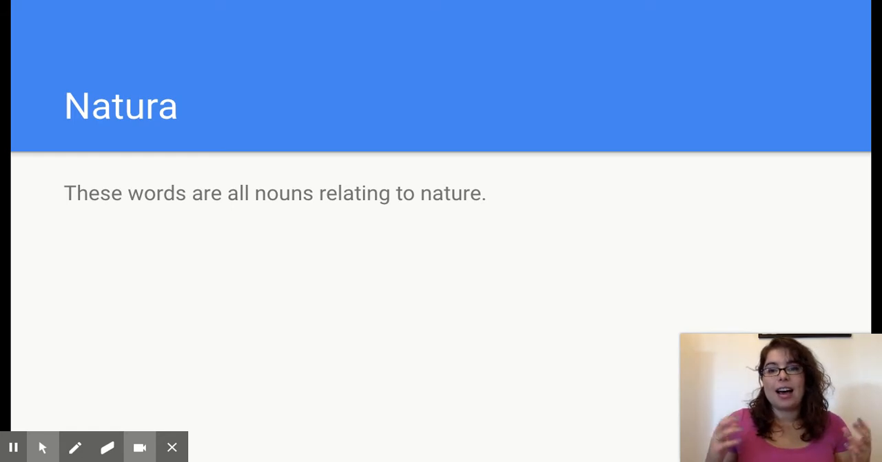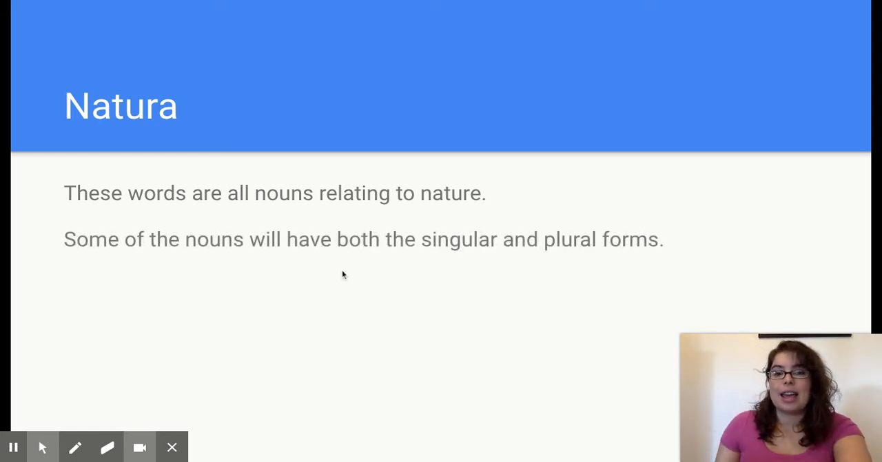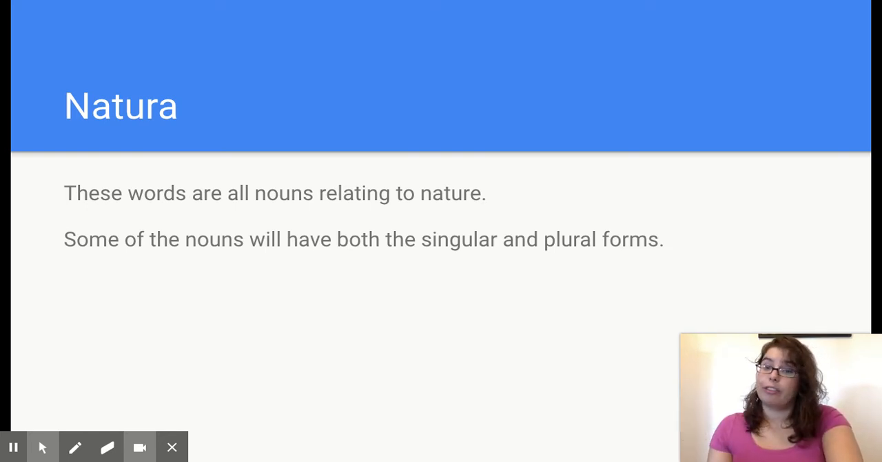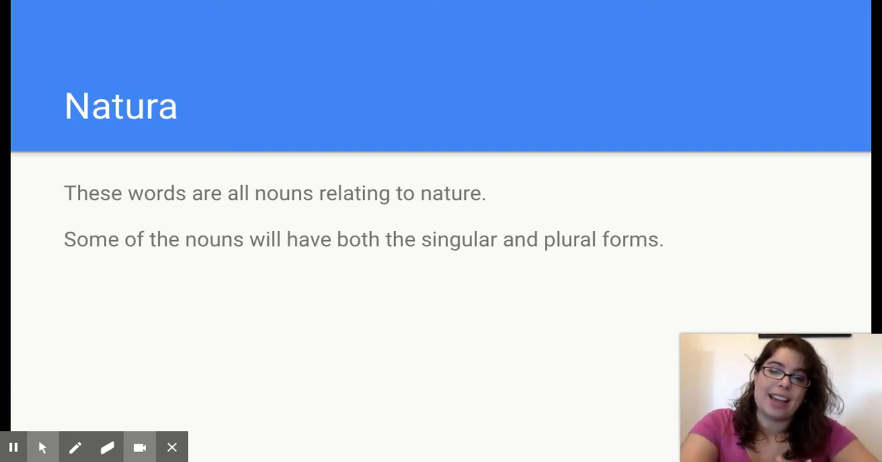Some of the nouns we're learning today, we're going to learn both the singular and the plural form. We've done this before back when we did our food vocabulary. Remember some of our foods, like our fruits, we learned the plural forms for those. So make sure you get both of them down if there are a singular and a plural form listed. These are all nouns, so they're all going to have a grammatical gender, so make sure you write that down as well.